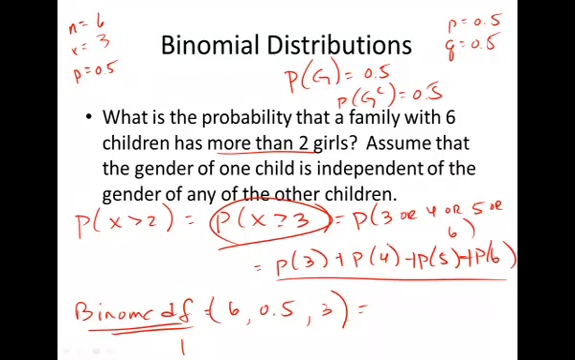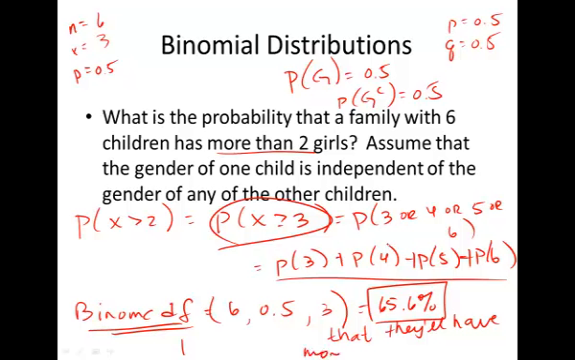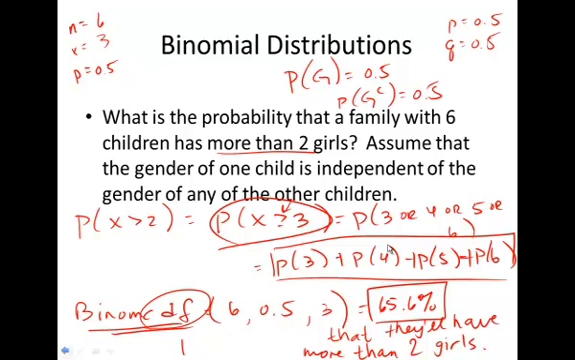65.6%. So what that means is that any family that has 6 children has a 65.6% probability that they'll have more than 2 girls. Okay? So that's how we do that. So you could either calculate each of these individually and add them together, or you could just use the CDF. So keep in mind that the CDF only uses the greater than or equal to sign. Okay? It only uses the greater than or equal to sign.